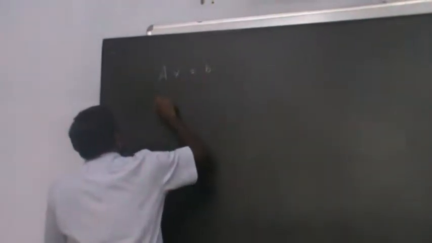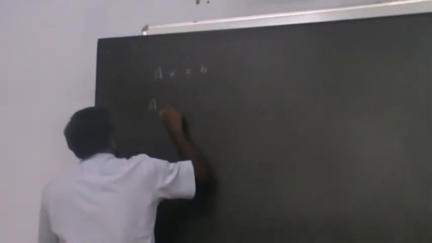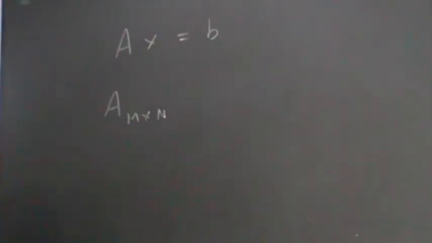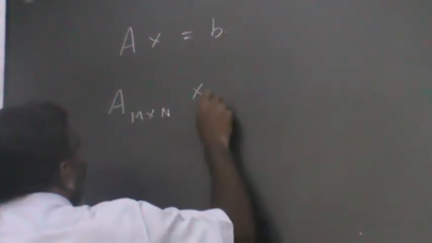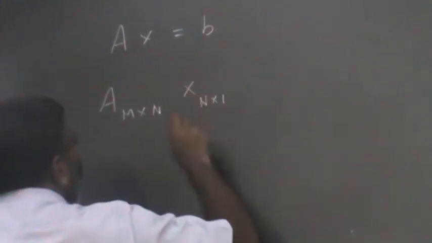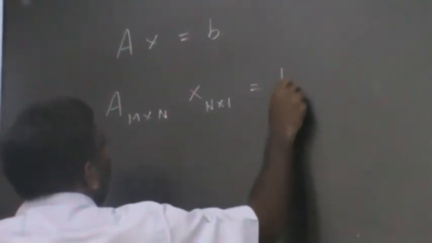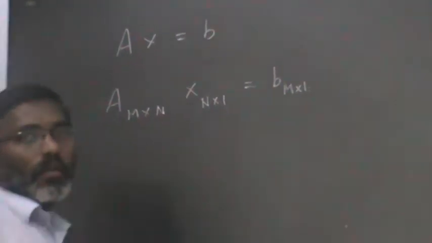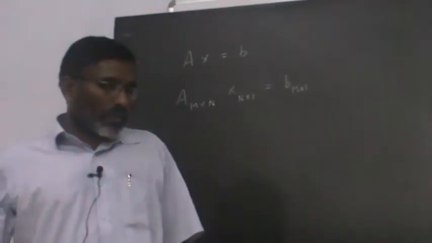So your A can be an M by N matrix, and X has to be an N cross 1 matrix, and B will be an M cross 1 matrix. Okay, then two cases may arise.